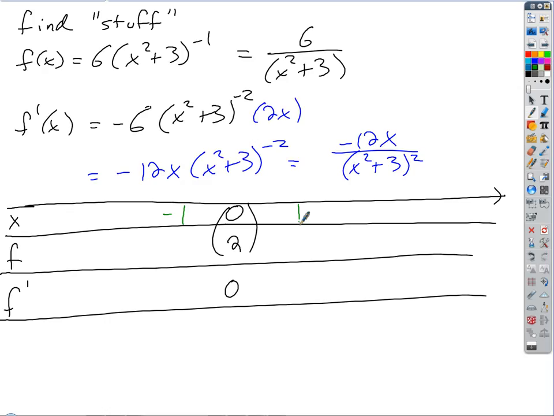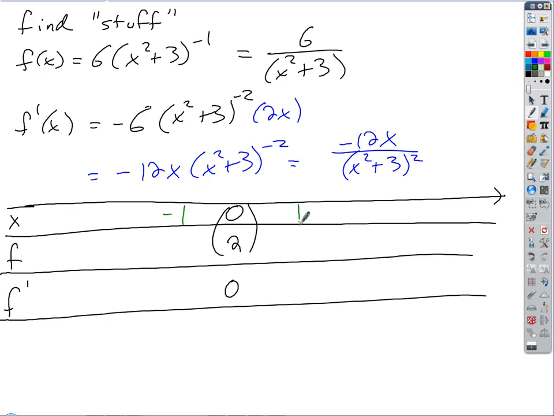We have this factor. So can anybody tell me what is the sign of the bottom always and why? Positive, because you're squaring it. Because it's something squared. So it's always positive, right? Okay, so really all we have to do is determine the sign of the top.